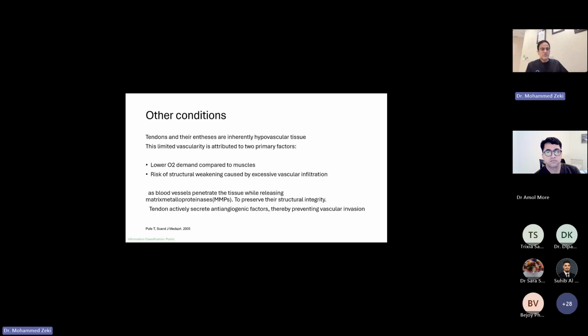What other conditions can we use it for? Not only osteoarthritis in the knee, but any problem with the tendon, because the tendon is naturally hypovascular. This is because of low O2 demand. And if you have vessels inside the tendon, this will cause structural weakness to the tendon.